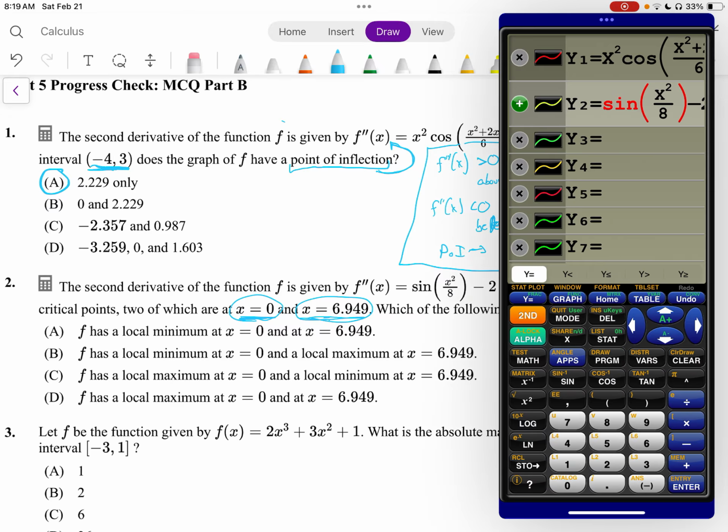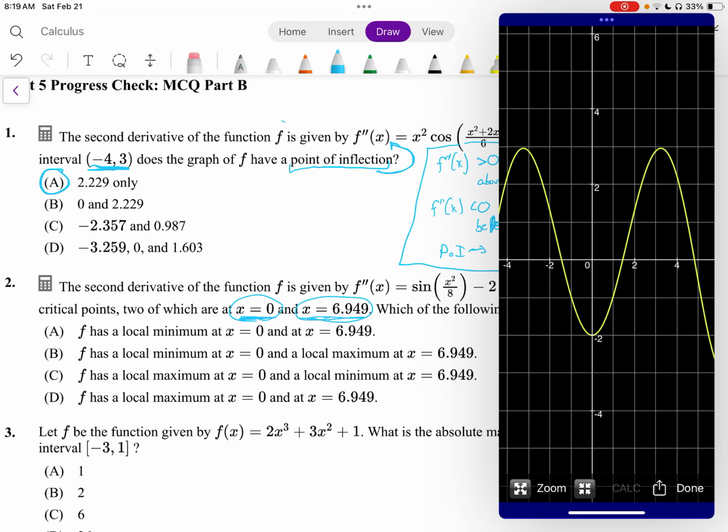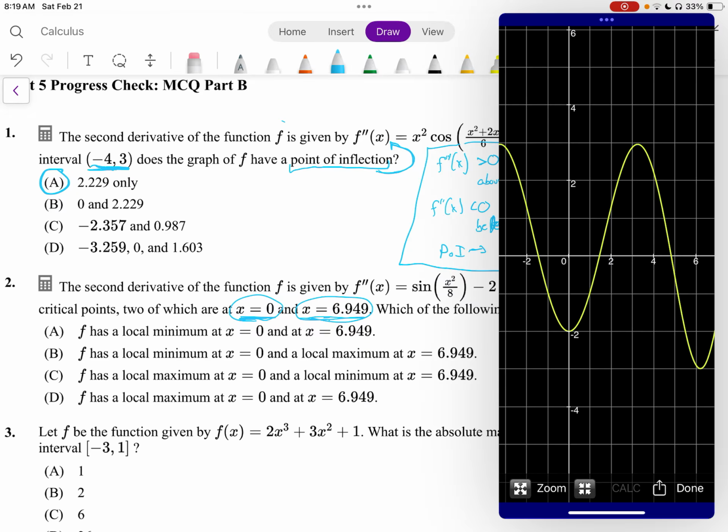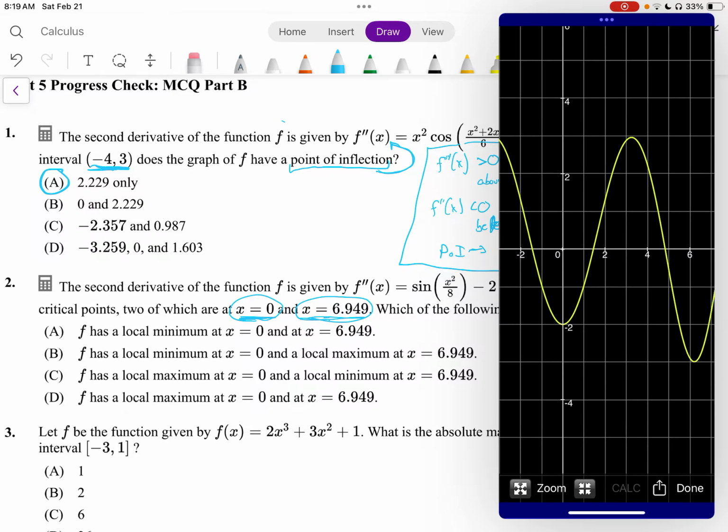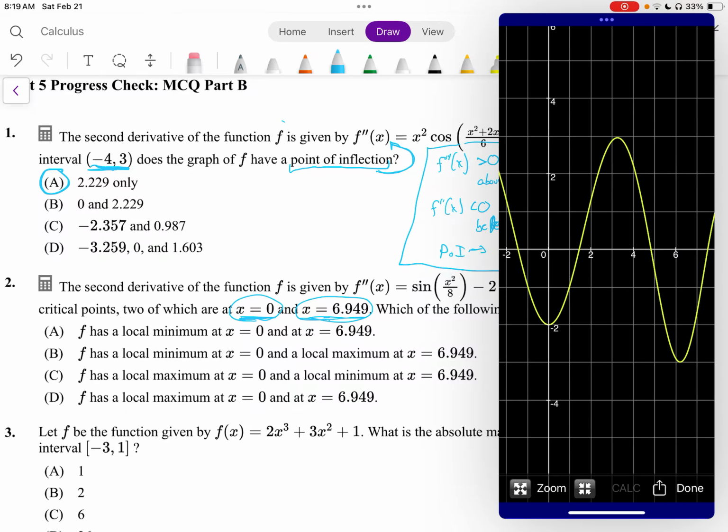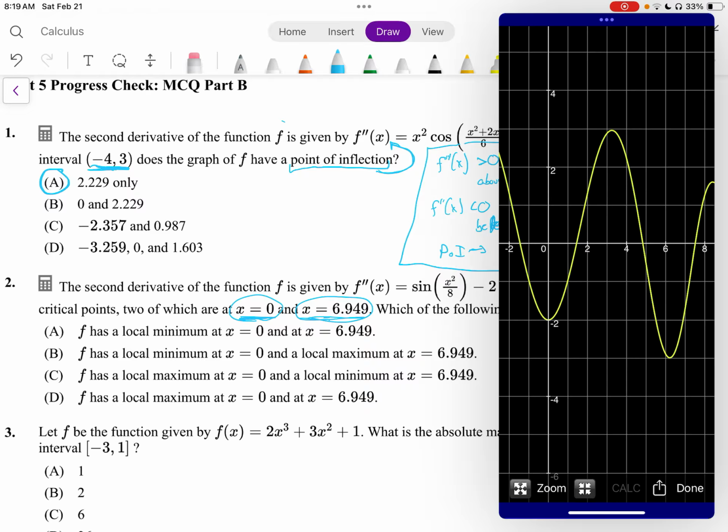So looks like we're ready to go here. I'm going to hit graph. We actually need to look at the points 0 and 6.94, so make sure we're seeing those points. So when x is 0, looking at our graph, the second derivative is -2, and the important part is it's negative. So the second derivative is negative at 0.